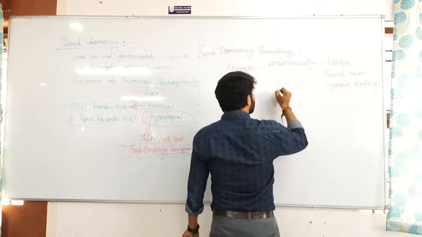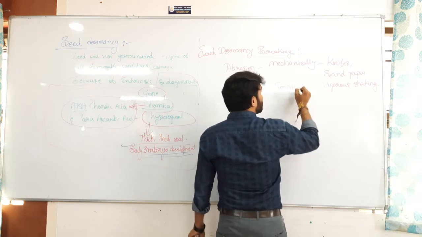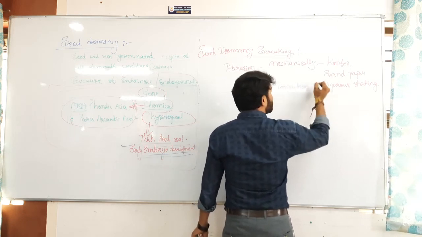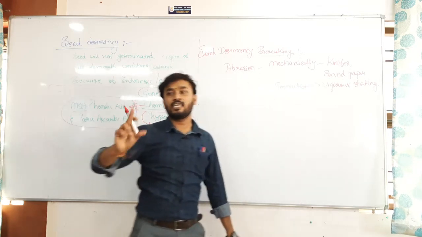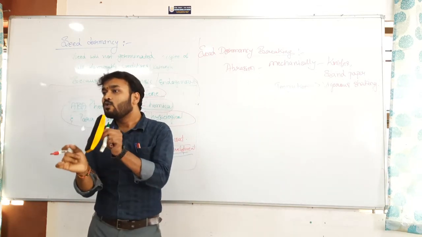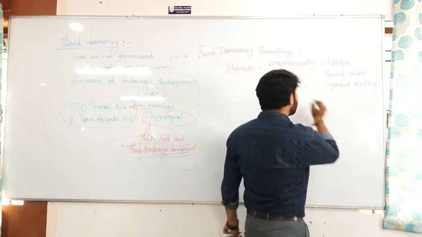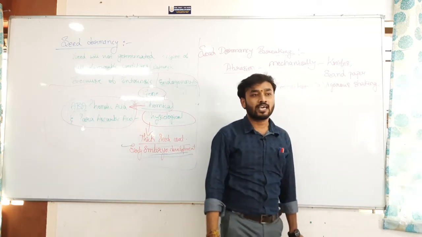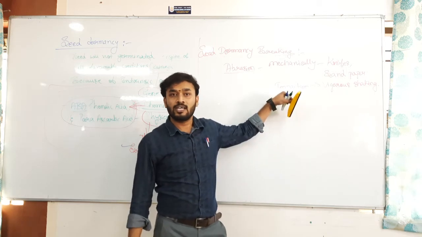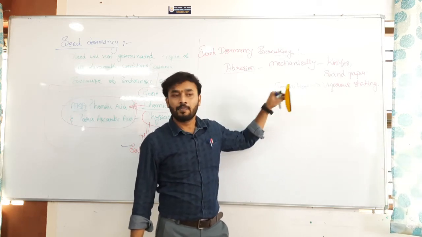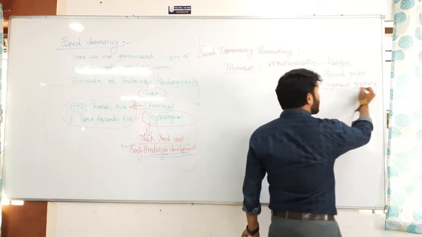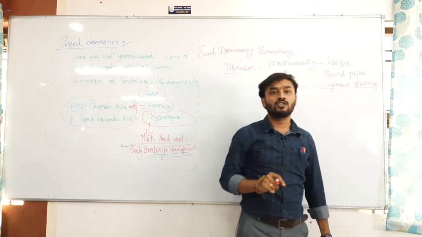This vigorous shaking process is called impaction. What is impaction? The vigorous shaking of the seeds to remove the outer layer, that is, to make the mechanical abrasion. Vigorous shaking is called impaction. You have to remember this term.